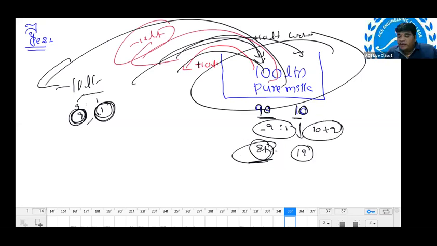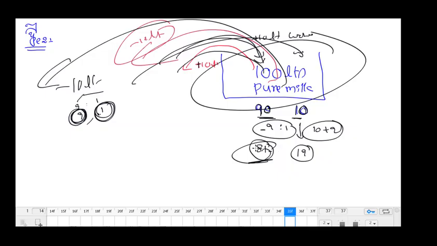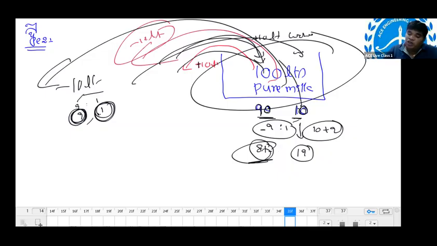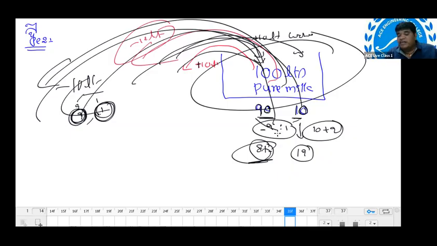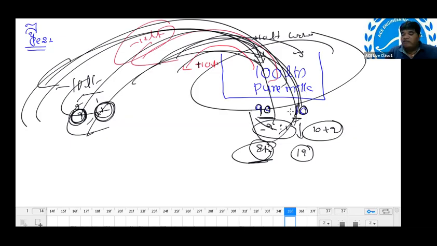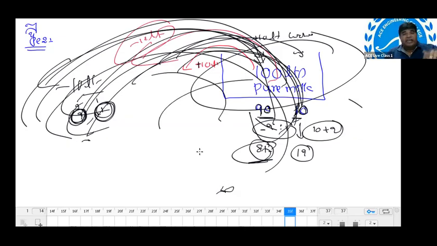But another method: 81, obviously remaining everything water, 19. So again you remove the 10 liters, again add 10 liters of water, again remove 10 liters, again add water. After 10 operations, what is the pure quantity of the milk? Now that is the question actually, that is the problem.